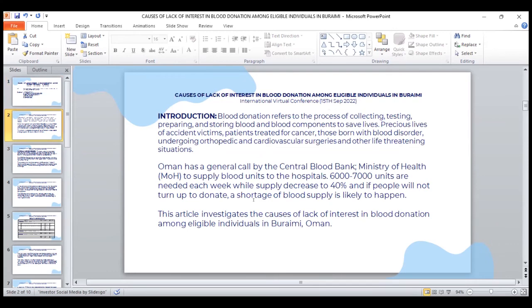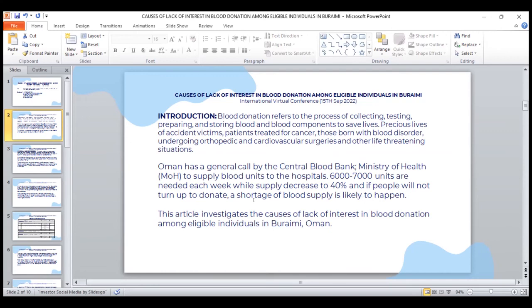Blood donation is defined as the process of collecting, testing, preparing and storing blood and blood components to save lives of those who are accident victims, undergoing medical procedures, those who have inherited blood-related disorders, and cancer patients.